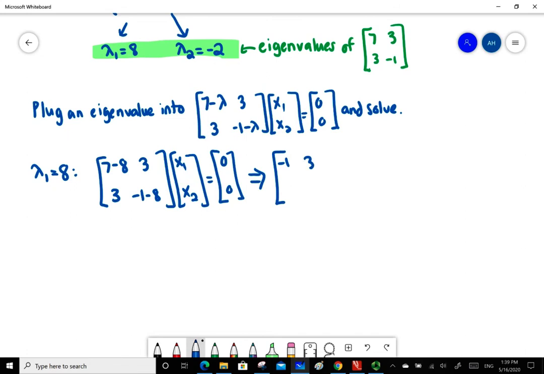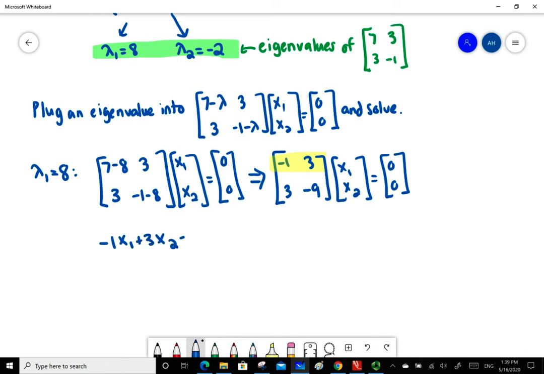So [negative 1, 3; 3, negative 9] times (x1, x2) equals (0, 0). Notice that the second row is just negative 3 times the first row. This shows us that yes, 8 is an eigenvalue and that it doesn't matter which row we use to find the eigenvectors. I'm going to go ahead and use the first row, which translated from the matrix equation says that negative 1 x1 plus 3 x2 equals 0. So x1 equals 3 x2.